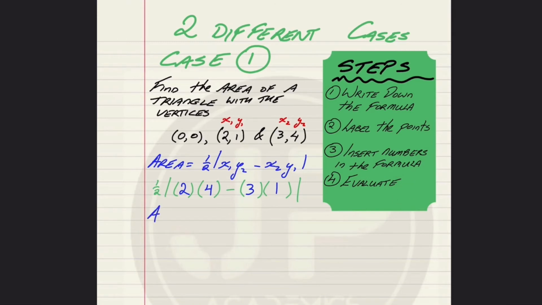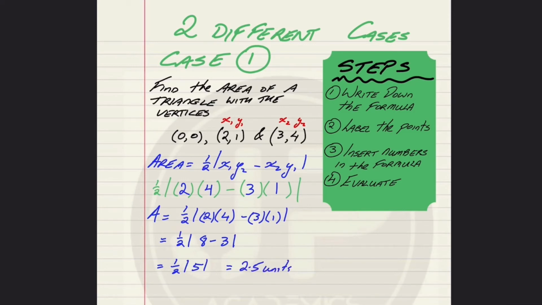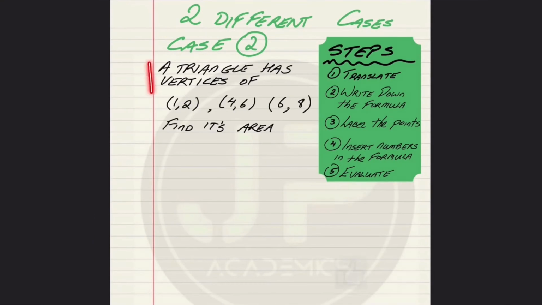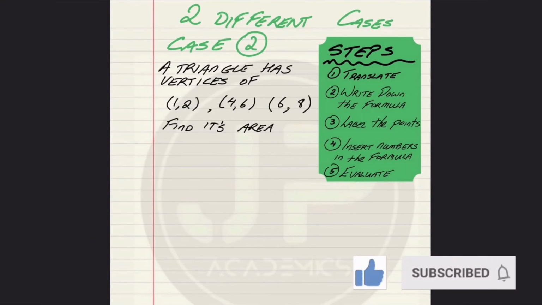A for area equals a half 2 times 4 minus 3 times 1. You don't have to write this line if you don't want to, but I like just to write it out all in one colour. We get a half, 2 times 4 is 8 minus 3 times 1 is 3. Close the bracket. So we have a half 5, which is 2.5 units squared. Or we could say 5 over 2 units squared.